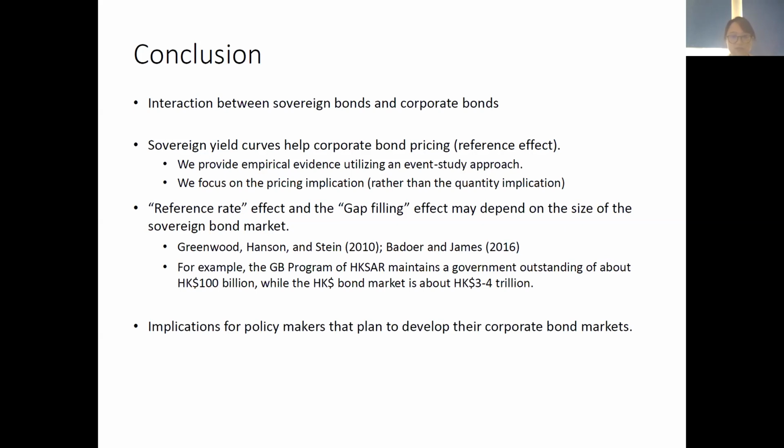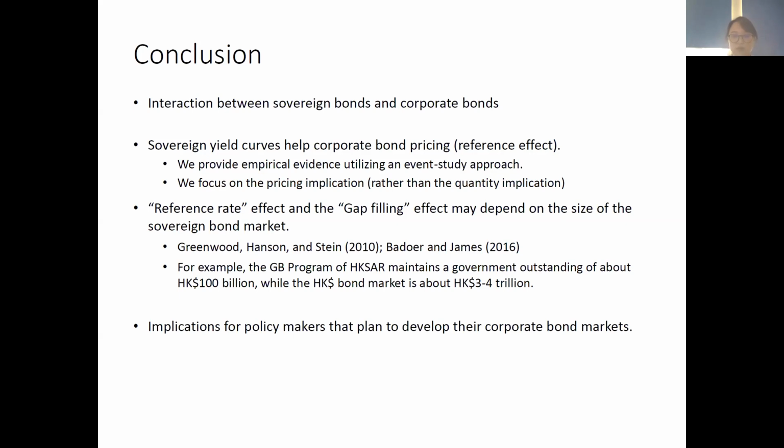And we contribute to this literature that studied the substitution and complementarity relationship between sovereign bonds and corporate bonds. There's this very well-known paper by Greenwood, Hanson, Stein in 2010, where they show that there is potentially a gap filling hypothesis in the sense that people might hold high-quality corporate bonds in their portfolio to substitute for government bonds. That might provide some evidence indicating that corporate and sovereign might have a substitute relationship.